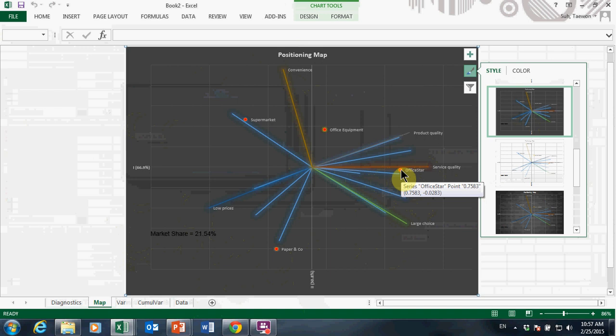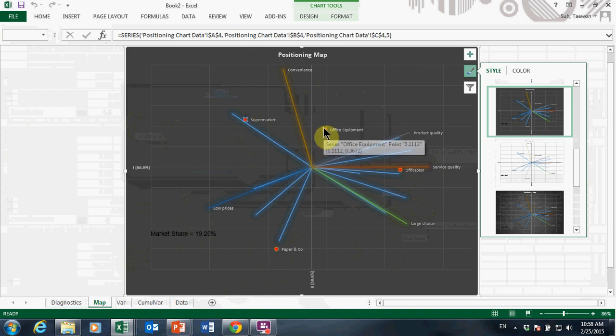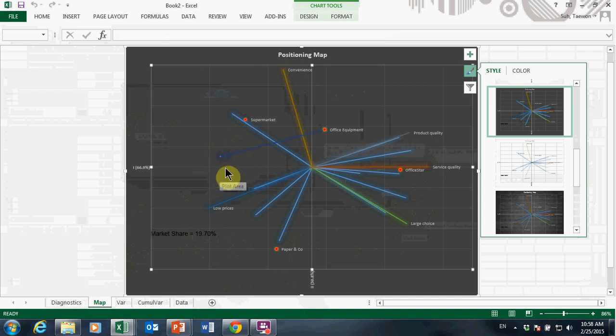So for Office Star, same thing, shift and left click together: 32, Pepper & Co. 26, supermarket 19, and office equipment 21. So from this point, office equipment has 21%. You can click any other empty spot by clicking shift and left click. You can see the change from this place to this place. It's 19% here, 23 to here, 25. And by exceeding Office Star, you can get 30%.